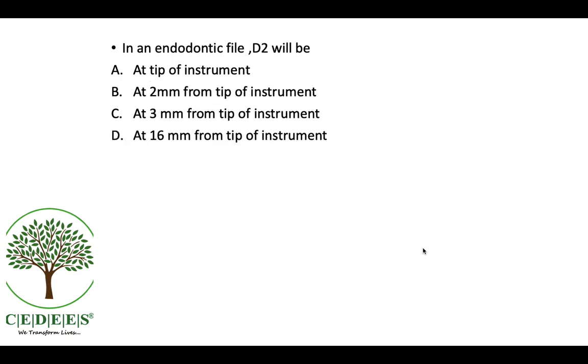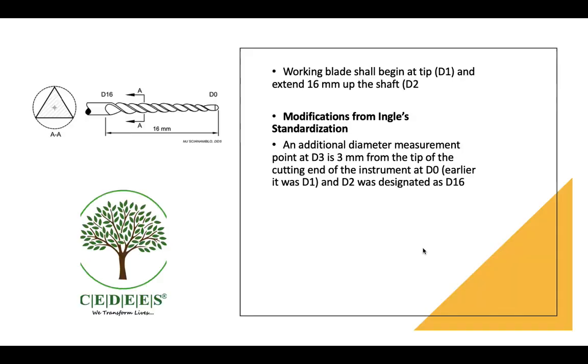Now the doubt here is why the question says D2 and why not D16. So before modification, D16 was known as D2. The picture here shows D16, and before modification it was known as D2. So that's why the question.